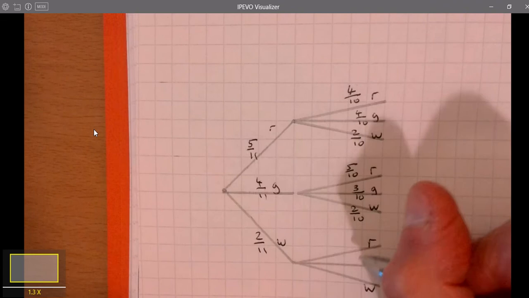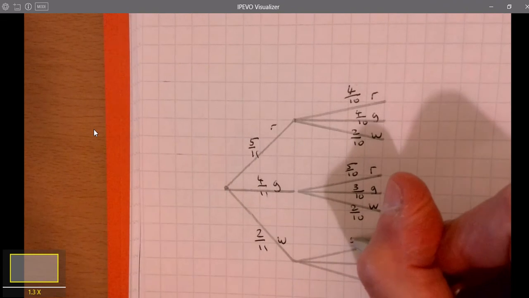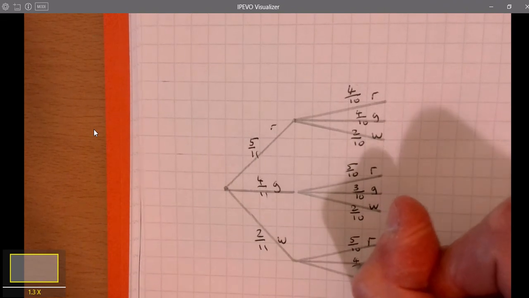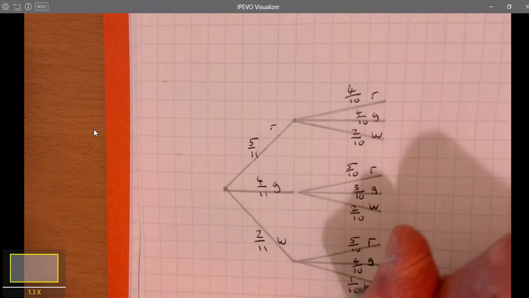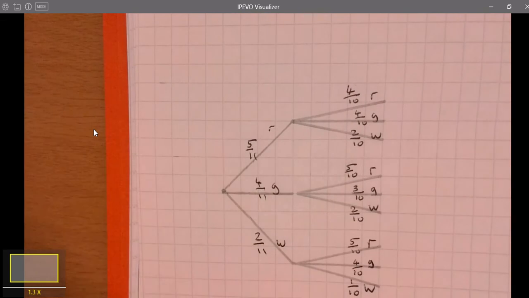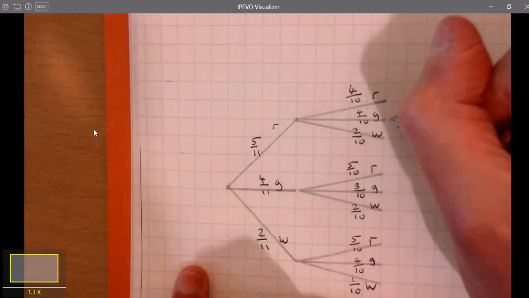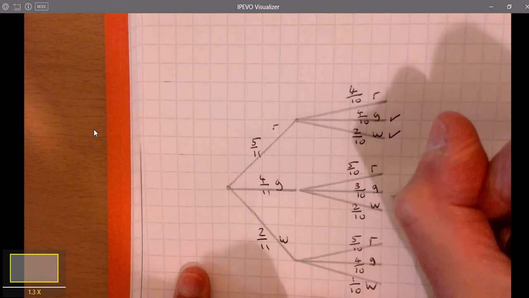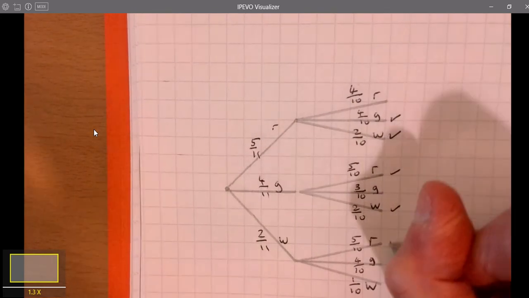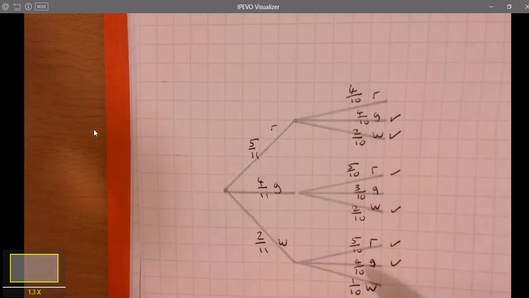If I took a white one out to begin with, I would have 5 reds left, 4 greens, and 1 white. Remember the other question? What's the probability of different colour? It would be these ones just here. Remember, you could work out the others and take it all away from 1 if you wanted to do it in a slightly different way.